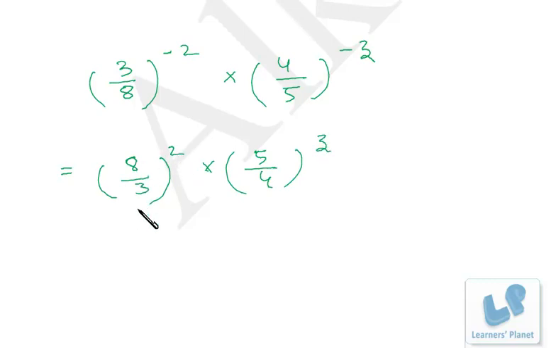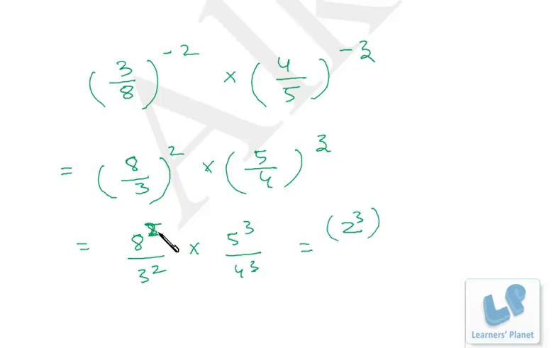Now just write like this: 8 raised to 2 by 3 raised to 2 into 5 raised to 3 by 4 raised to 3. Now apart from that, what you can do, 8 can be written as 2 cube, right? So what I do, 8 I write 2 cube. Now this is 2 cube and raised to 2. So do not get confused, I have written 8 as 2 cube and the power of 8 will remain same, that's 2 into 5 cube by 3 square. Similarly, 4 can be written as 2 square and this is cube.